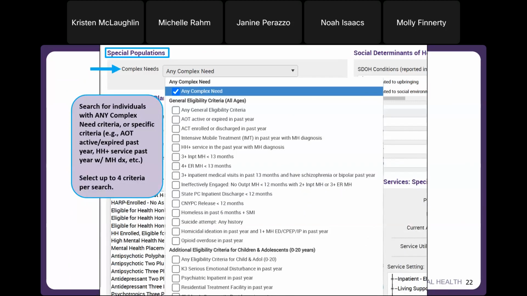Now, when you're picking within this list, it's going to create an OR criteria. So if I'm selecting AOT active expired in the past year or active enrolled, right? So that's what's happening when I would do a double click here. But this is another example of another filter option that folks have available to them.